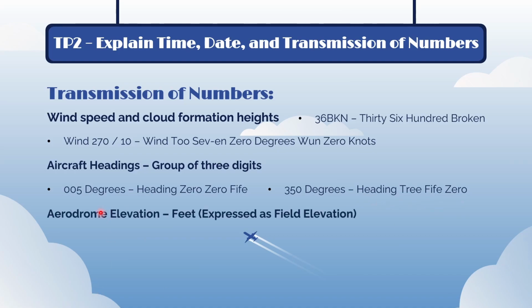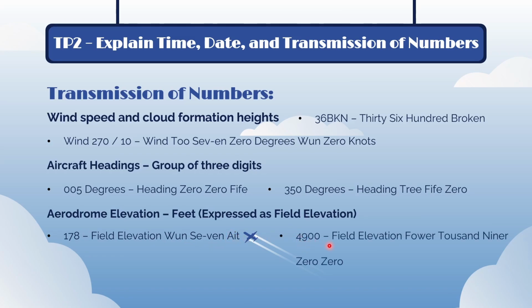And finally, you got aerodrome elevation. Sometimes the aerodrome is not exactly at sea level, right? A lot of them are up in the hills. Certain aerodromes are not just on the sea. So we have an expression called field elevation. It is the aerodrome elevation, and we express it in feet. Maybe the aerodrome elevation is 178, so we would say field elevation 178. Or 4,900, we would say field elevation 4,900. So that's how you do aerodrome elevations, also known as field elevations.